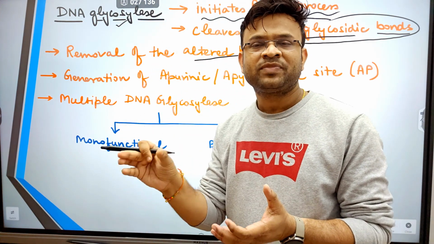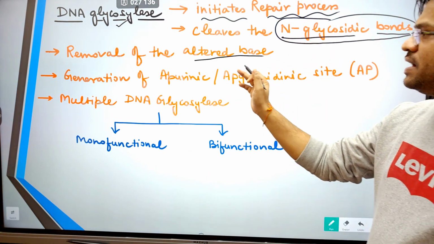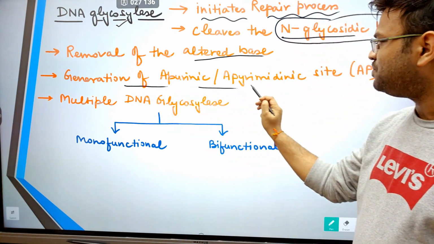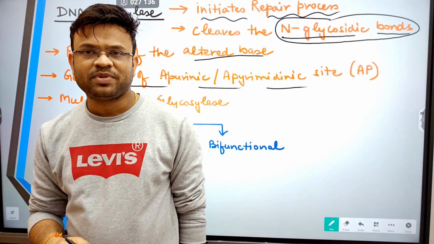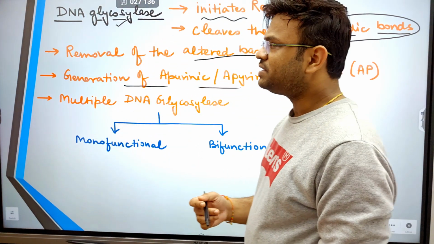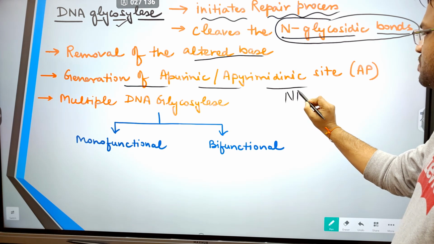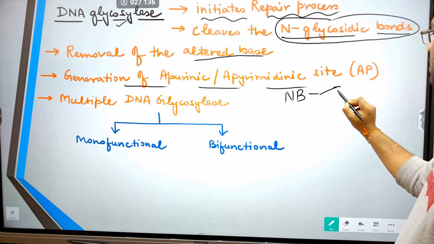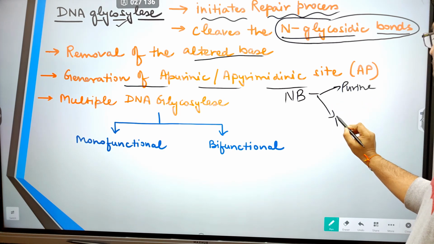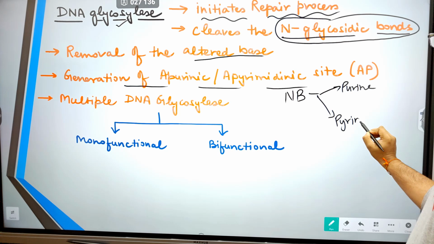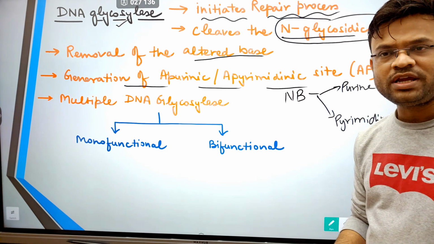So what will happen, the damaged base would be removed using the DNA glycosylase enzyme, and next thing is generation of apurinic or apyrimidinic site. Now why are we calling it apurinic or apyrimidinic site? Because definitely the nitrogenous base would be anything. Nitrogenous base, of course, would be either purine or pyrimidine. It can be either purine or pyrimidine.